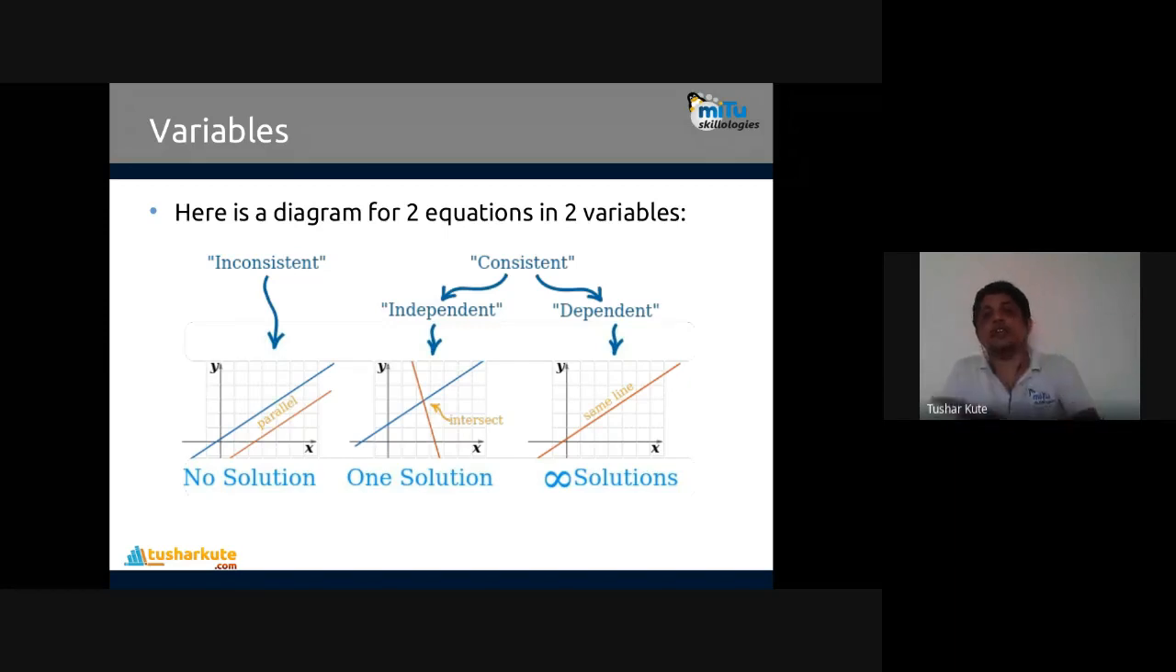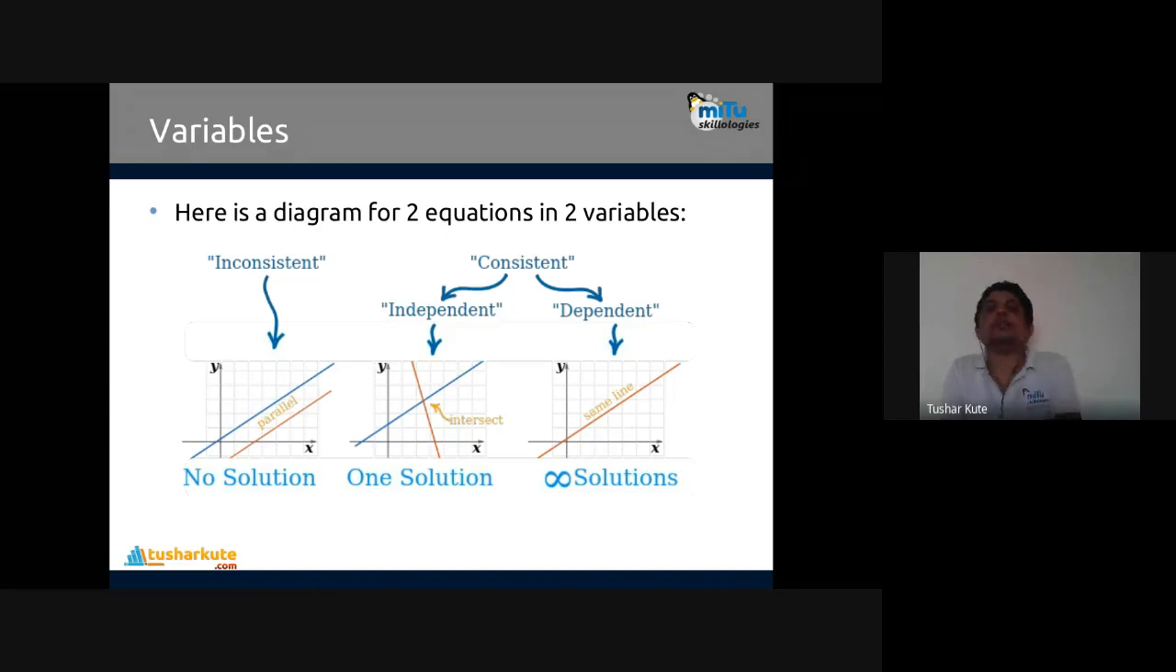Now, for the second case, consistent. Consistent equations again have two types: independent and dependent. Independent means they are completely different, and an intersection is always possible, whether the lines go in a positive or negative direction. You can see the orange line and the blue line, and there is an intersection present here. So one solution is possible for them. This is independent; they are independent of each other.